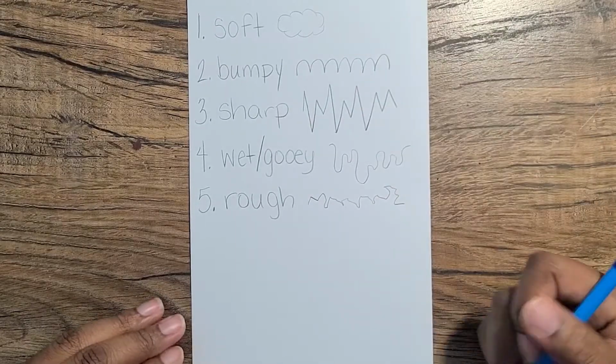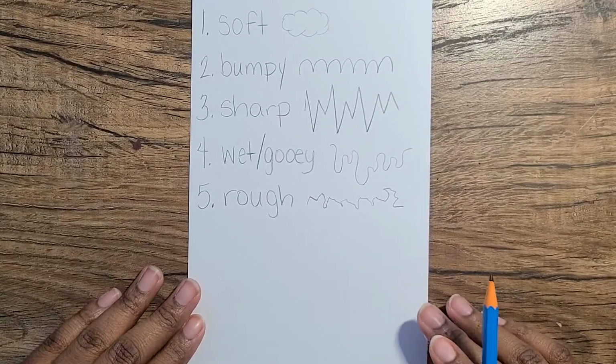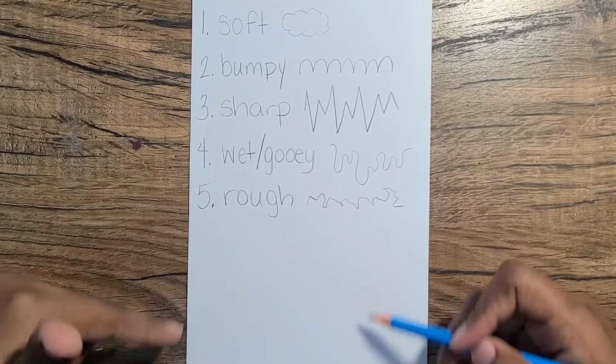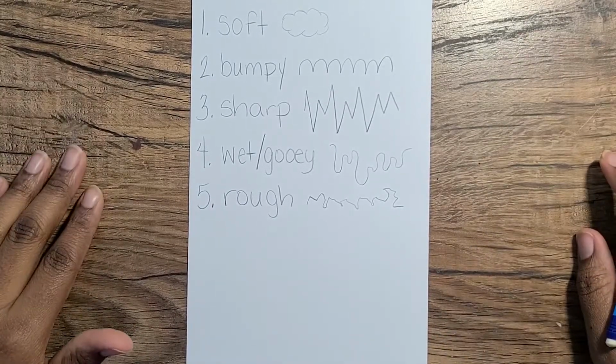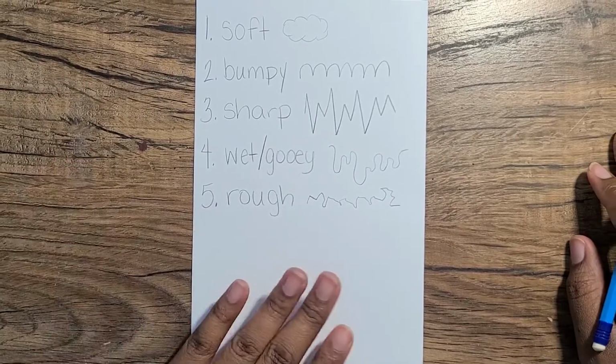So these are 5 textures, but feel free, if you have others that come to mind, you can write those out too. And if you don't, just copy these, and we'll use these to create our textured monster. So we can put this to the side, and we can go back to our original paper.